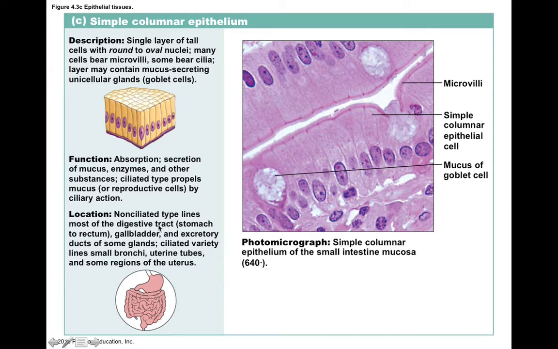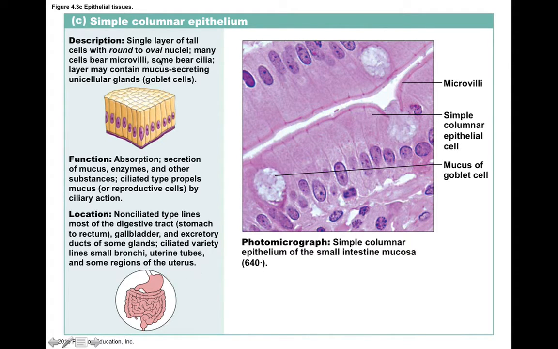So this makes sense why you'd find a lot of simple columnar epithelium all along your digestive tract, or at least along most of it. You also find simple columnar epithelium in the gallbladder and some glands. You find a different variety in smaller bronchi, as well as the uterine tubes and portions of the uterus as well.